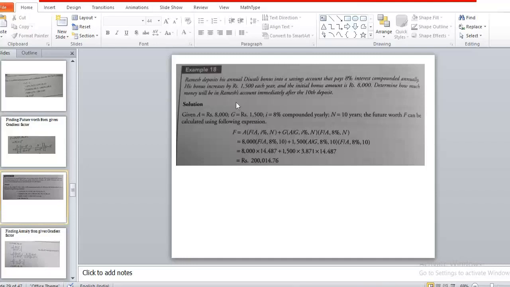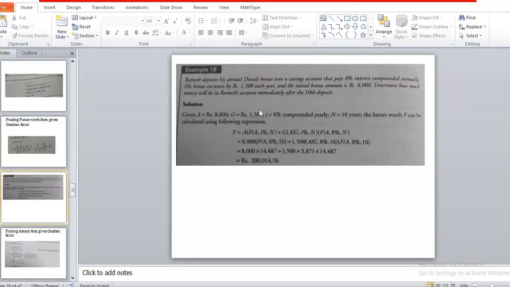Now here there are two cases. First, the annuity value 8,000. Each year we will get 8,000 amount, so the annuity is considered 8,000. With this consideration of annuity value 8,000, there is some future value.